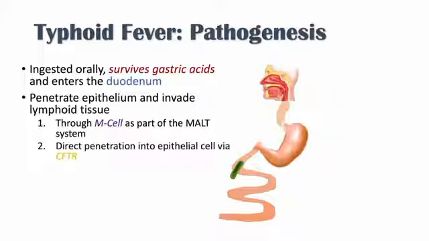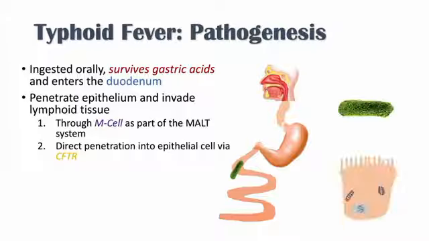The second way that this bacteria can penetrate into the epithelium is through direct penetration into an epithelial cell via CFTR, or cystic fibrosis transmembrane conductance regulator, which is a chloride ion channel. So you might be thinking, cystic fibrosis transmembrane conductance regulator, what does this mean? Well, this is actually the chloride ion channel that is mutated in patients with cystic fibrosis. So essentially what happens is the Salmonella typhi or paratyphi utilize or hijack this chloride ion channel and use it to enter into intestinal epithelial cells. What's very interesting is that because this channel is mutated in patients with cystic fibrosis, patients may actually be protected against typhoid fever infections, or infections by the bacteria that cause typhoid fever.